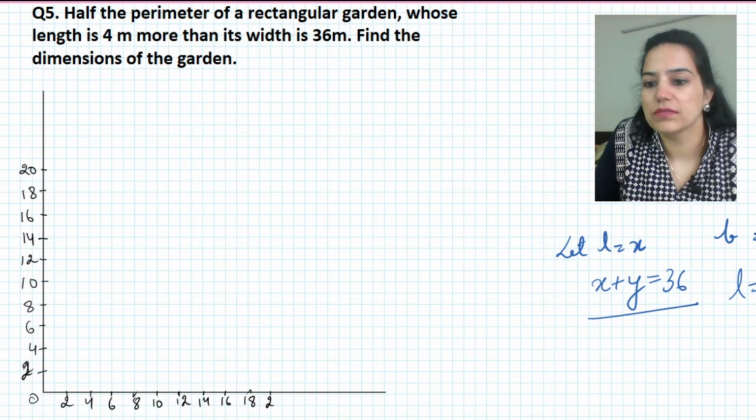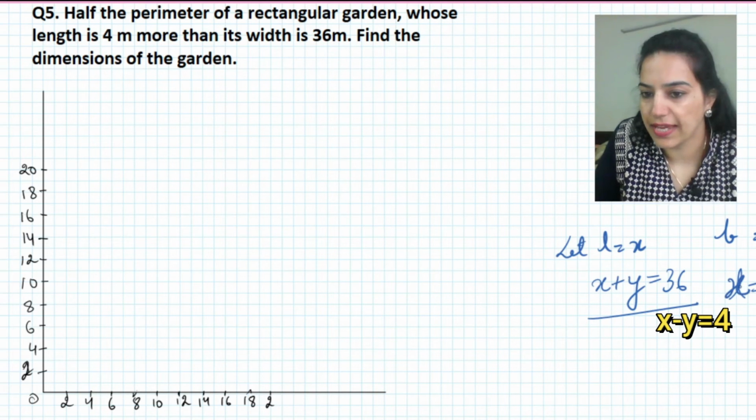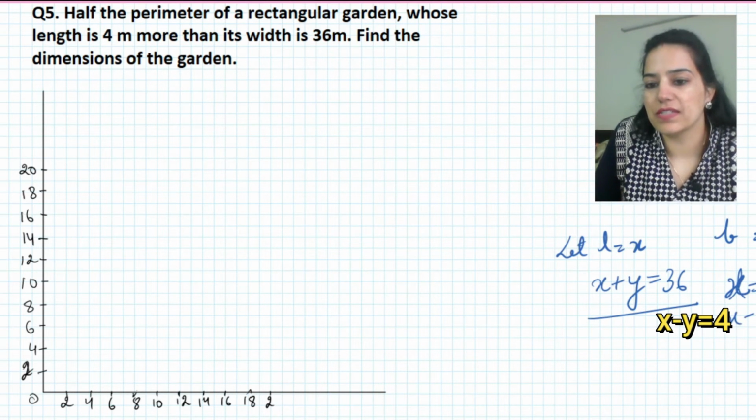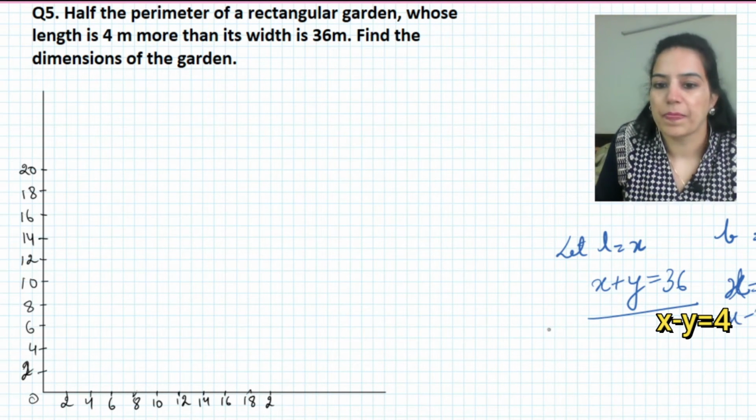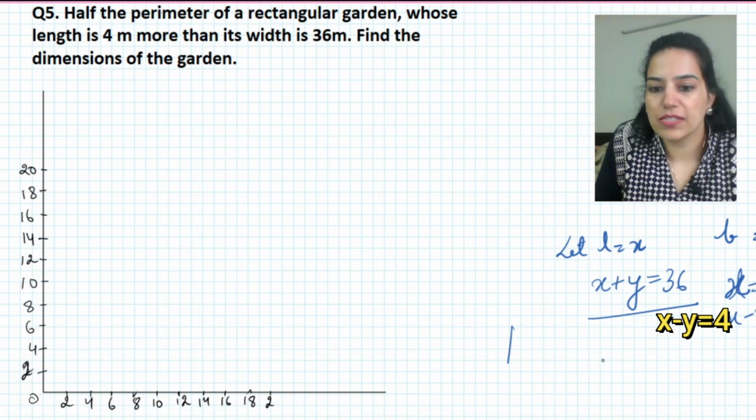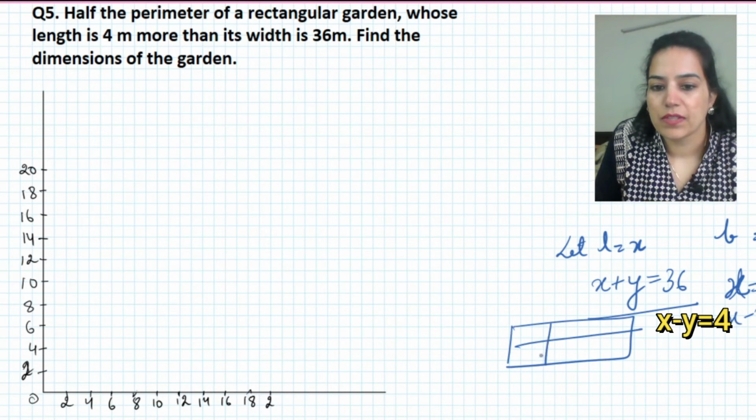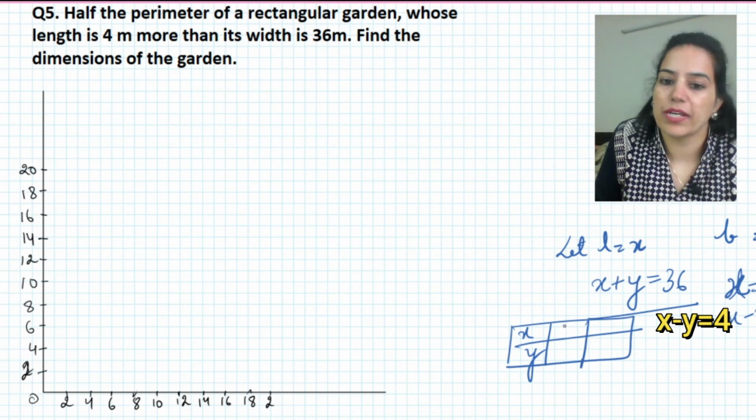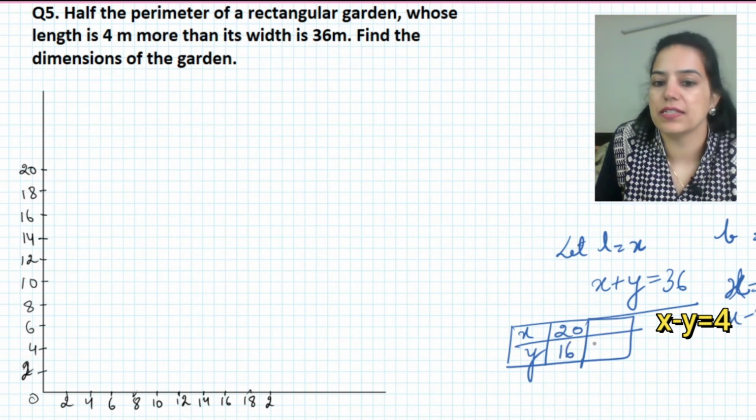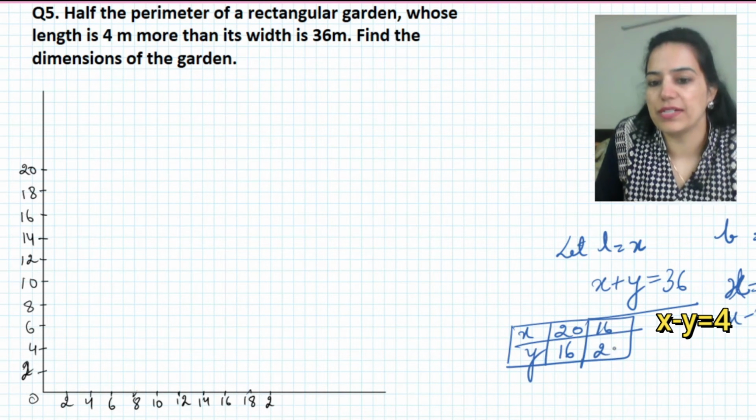Then length is 4 more than the width, right? Or in place of length, I can write x only. So x minus y equals 4. So let's get some points for the first one. x plus y equals 36. If I put x equals 20, y is 16. Or if I put x equals 16, y is 20.